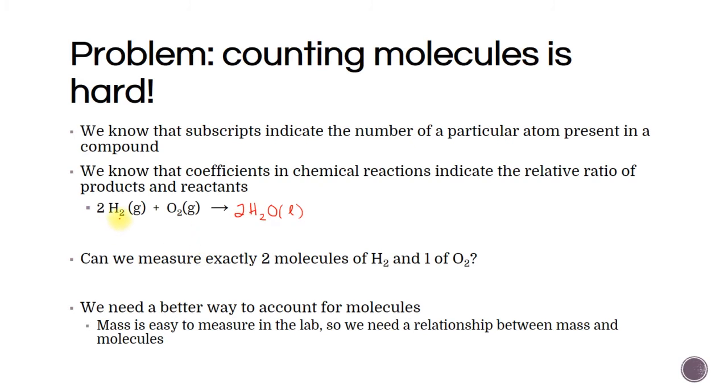Now, I can't measure out just 2 hydrogen molecules. I can't do that. I could measure 2 grams of hydrogen. I could measure 2 liters of hydrogen. I could measure any of those physical quantities, but I can't count molecules. It's too small. So instead of counting molecules, we invented a unit whose function is to relate mass, which is easy to measure in the lab, with number of molecules, and we call this unit a mole.